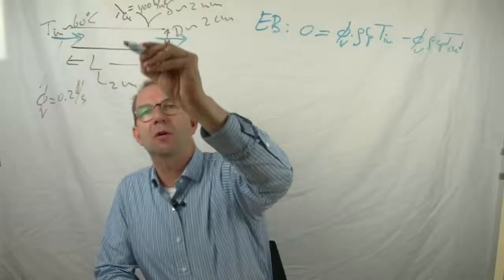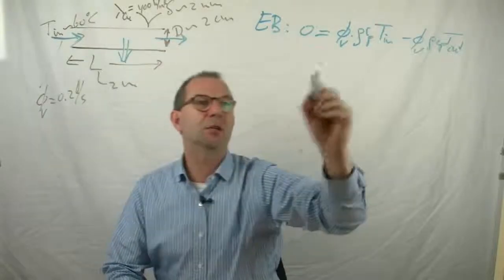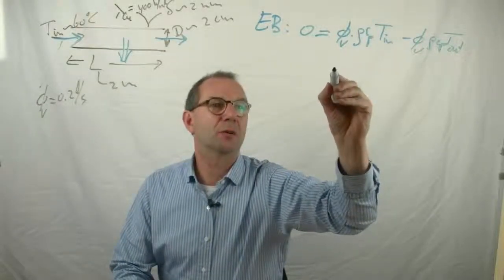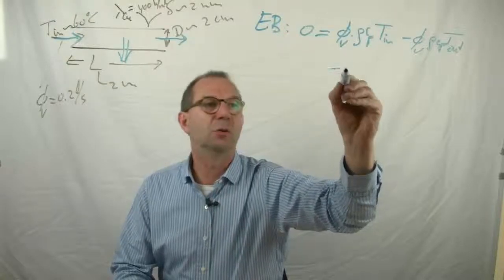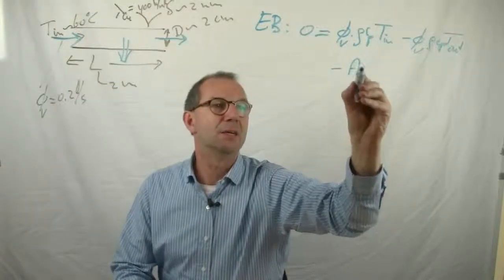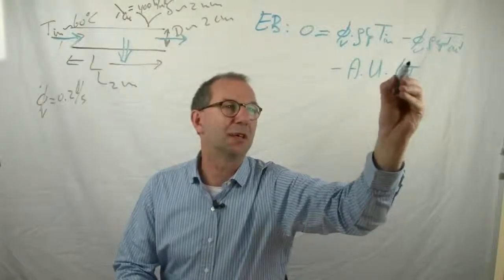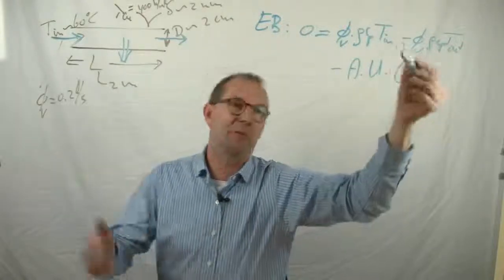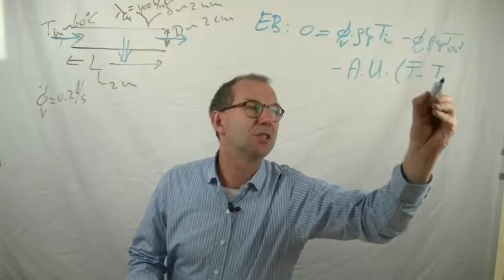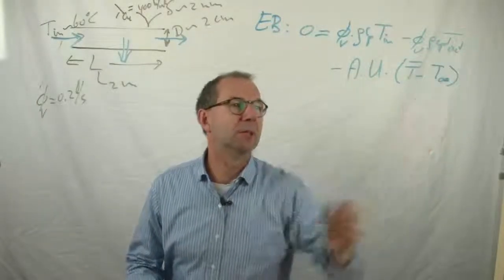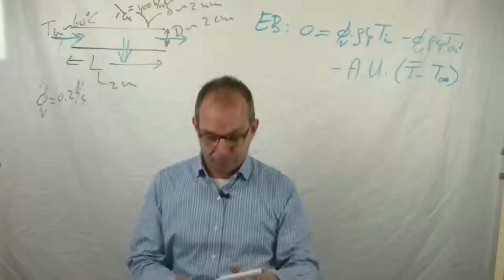And why is that so? Well, there may be a heat loss here, which I can write according to Newton's cooling law as A times U times some estimate of the temperature, and I'll call that T average minus T of the surrounding. Right, this is still generic.